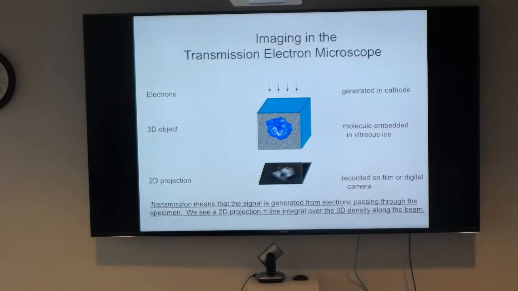Imaging in the transmission electron microscope: there are different kinds of electron microscopes, and we are only dealing with transmission, which means that the electron goes all the way through, so the specimen has to be thin enough for that to happen. We're not worried about backscattering electrons, we're not looking at surfaces, we're looking really at the material itself.